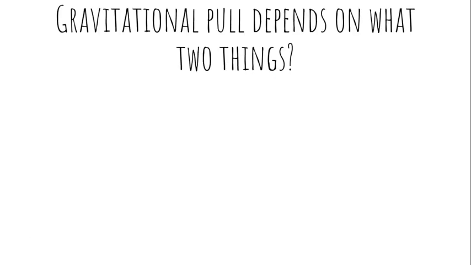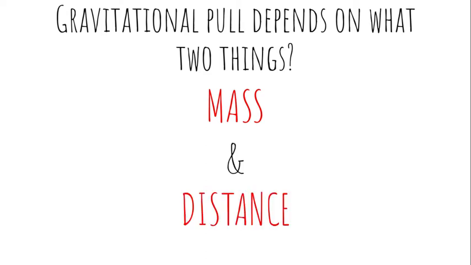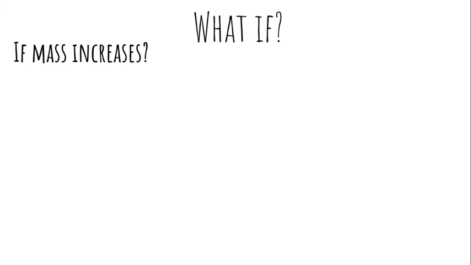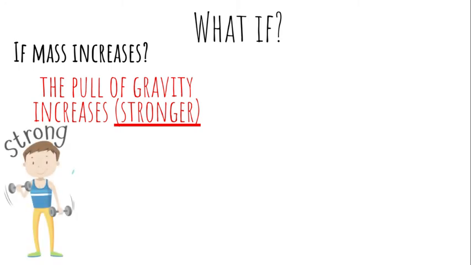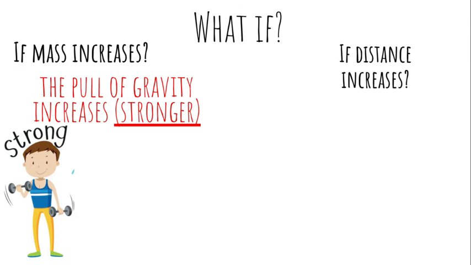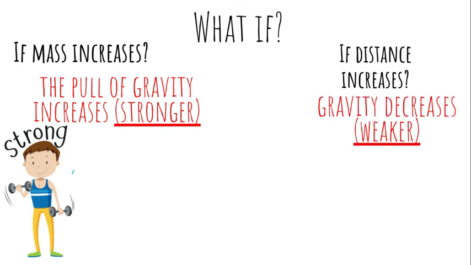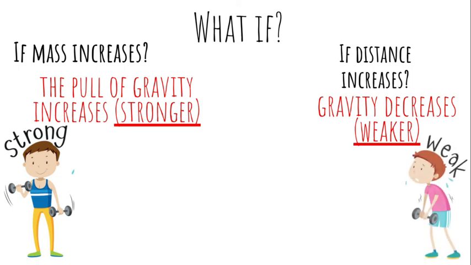Gravitational pull depends on two things: mass and distance. If the mass of an object increases, then the pull of gravity increases, right? If something's bigger, it's going to have a greater pull of gravity. If distance increases, that means if you're further away, then gravity is going to decrease. That pulling force is not as strong if you're really far away.